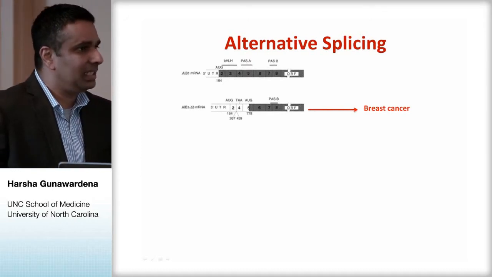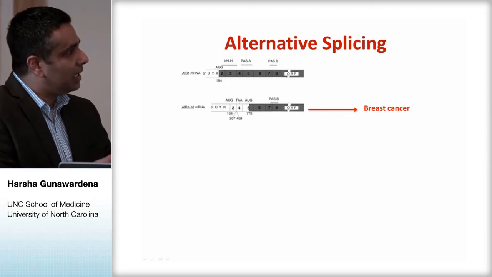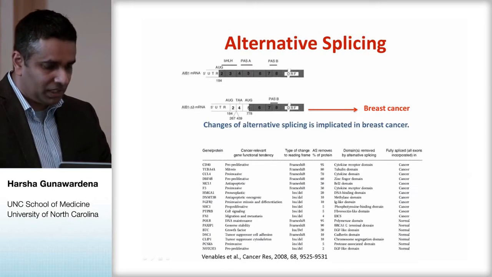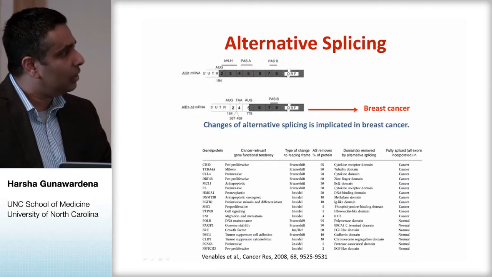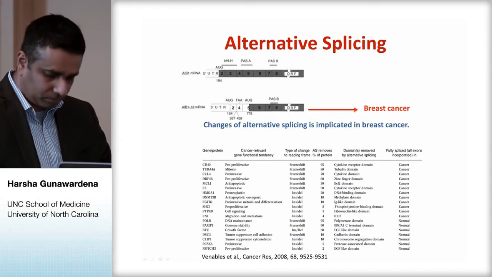In the case of disease, what we are concerned with is breast cancer, where differences in alternative splicing, in this case a frame shift that forms a small isoform due to these mutations, could lead to breast cancer. And a number of genes have already been annotated as being involved in splicing, especially in breast cancer.